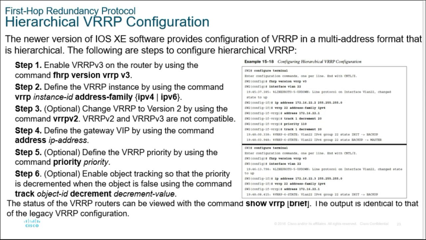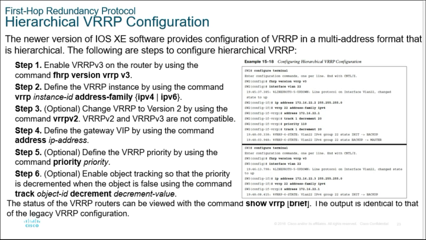or IPv6. That means you can create instances of VRRP in both IPv4 and IPv6 using the same set of configuration. You do not need to configure multiple times. Bear in mind that if one router uses VRRP version 3, then all other routers need to be changed to version 3 as well because they are not backward compatible.